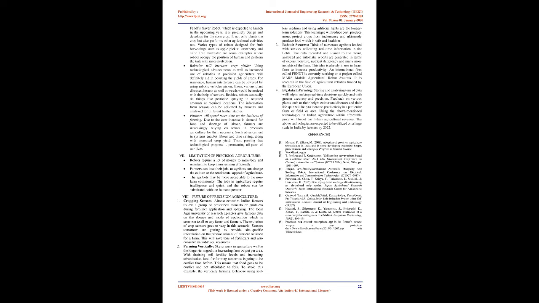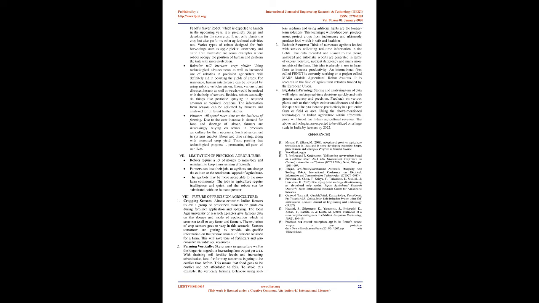Robots are not only a reliable workforce but also cheap labor, excluding the initial investment required. A variety of delicate crops can be preserved and grown. Many agricultural scientists and companies are collaborating to develop robots which can take care of plants as humans do. For example, the Fence Zapper robot, which is expected to launch in the upcoming year, is precisely designed and developed for the corn crop. It not only plants the crop but also performs other agricultural activities. Various types of robots designed for fruit harvesting, such as apple pickers, strawberry and citrus fruit harvesters, are some examples where robots occupy the position of humans and perform the task with more perfection.